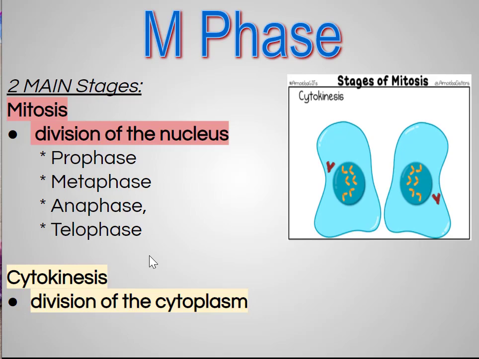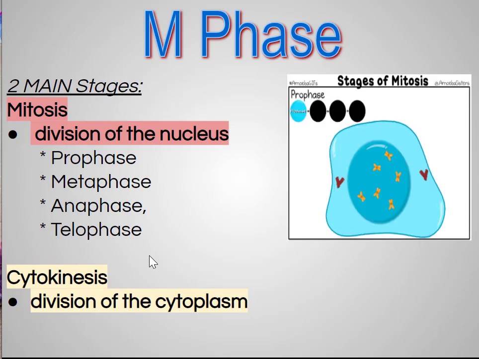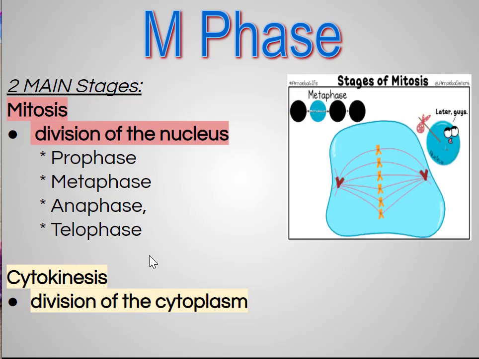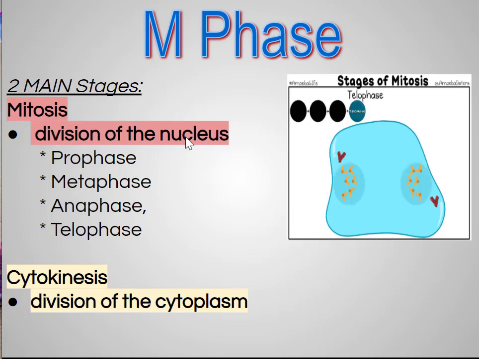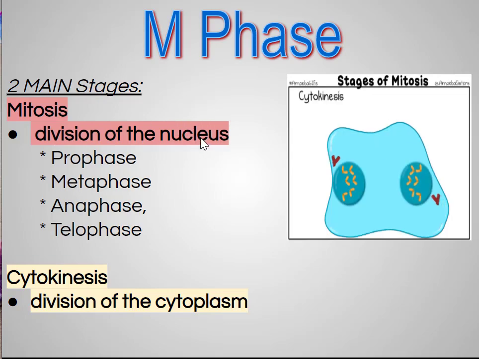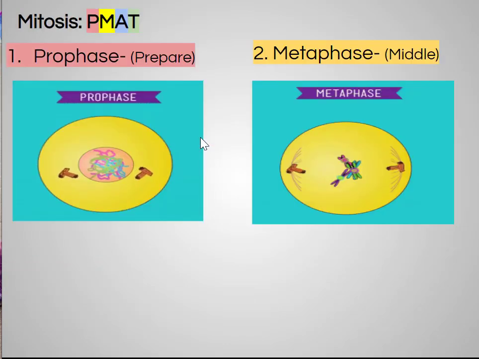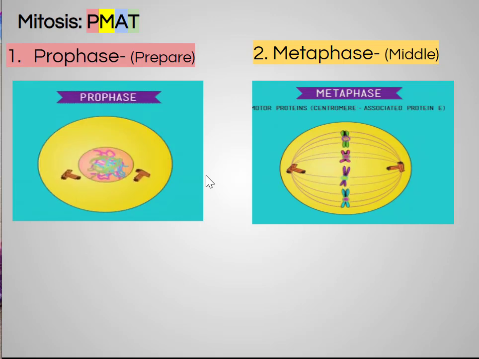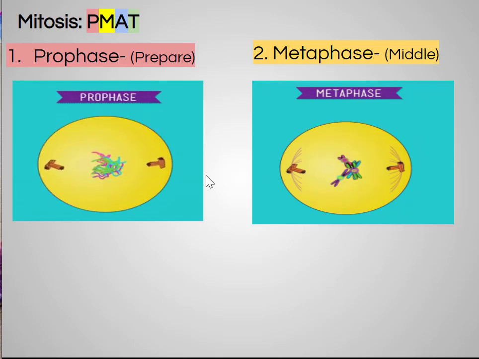So, when we talk about M phase, again, we're not focusing a lot on mitochondria and ribosomes. We are focusing on the division of the nucleus. And this is important because, again, DNA can be found in our nucleus. Okay, the first phase is going to be prophase. And on your paper, probably underneath the picture or off to the side next to prophase, I would like for you guys to write prepare.